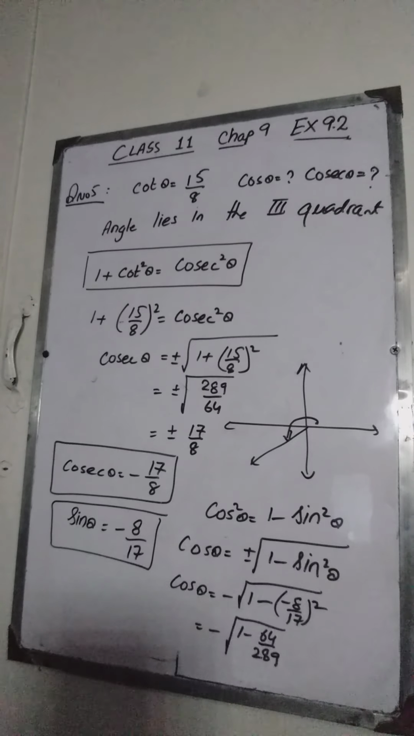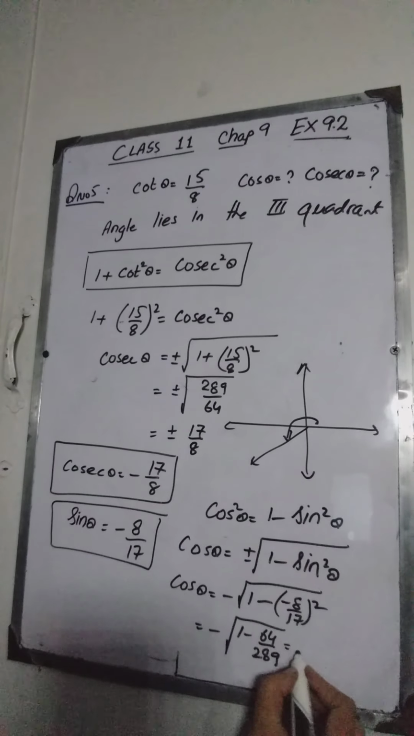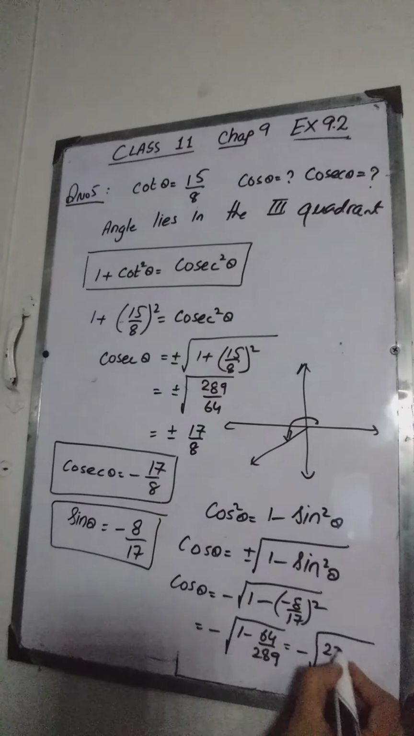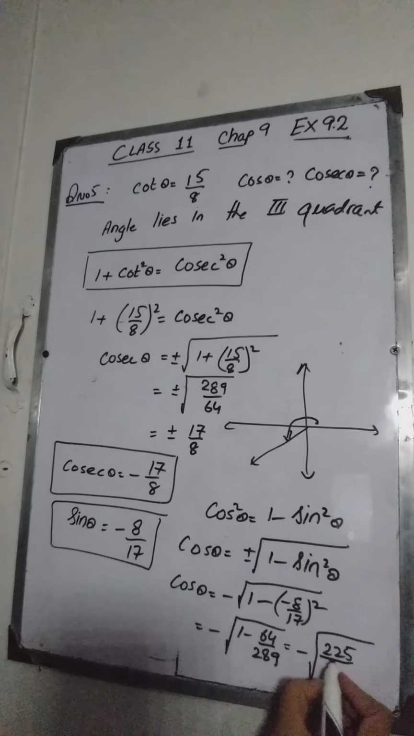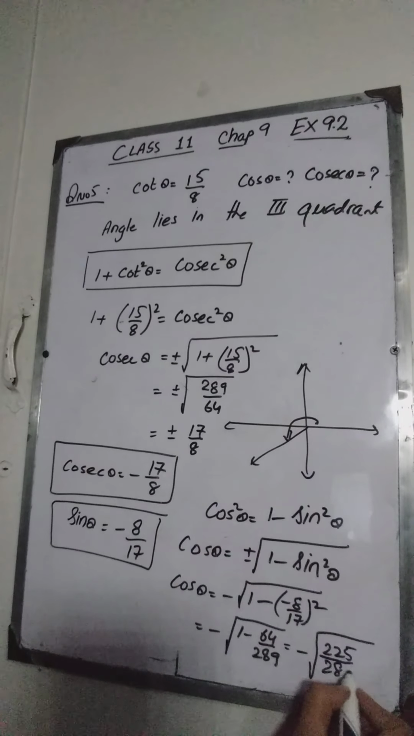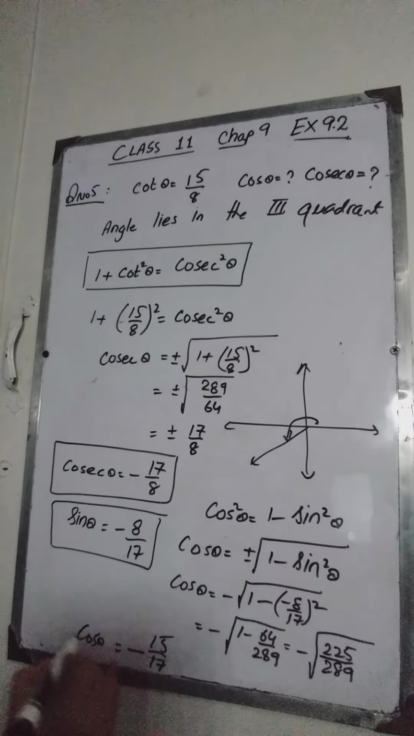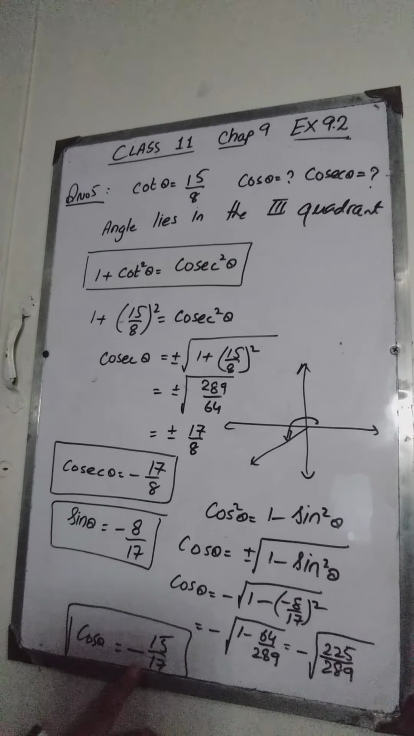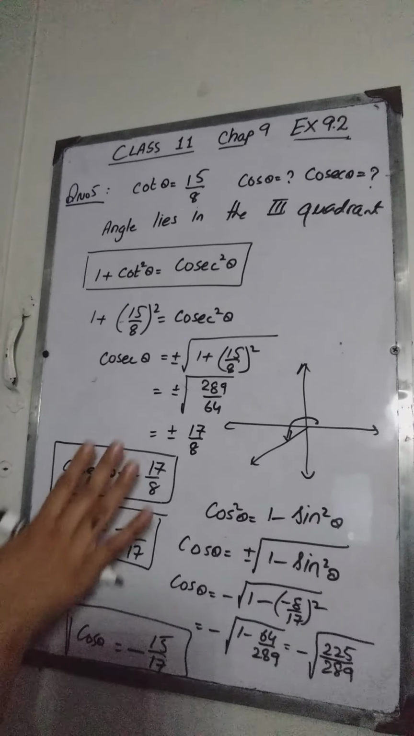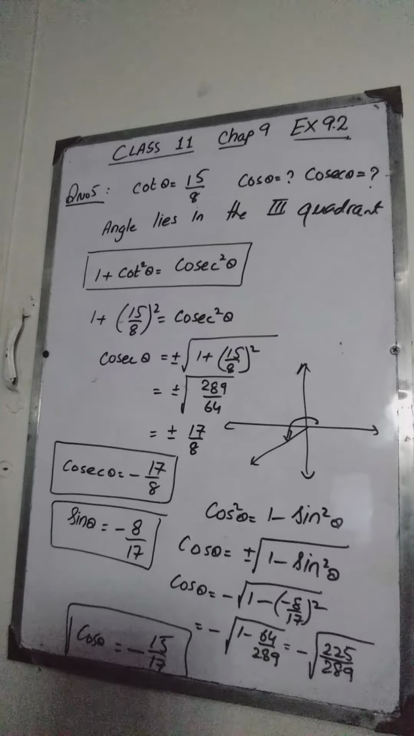and 1 minus 64 by 289 will be 225 over 289. Taking the square root of this will be equal to negative 15 by 17. So cos theta is equal to negative 15 by 17. This completes the question.